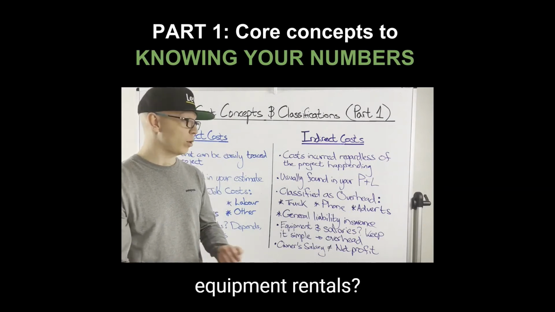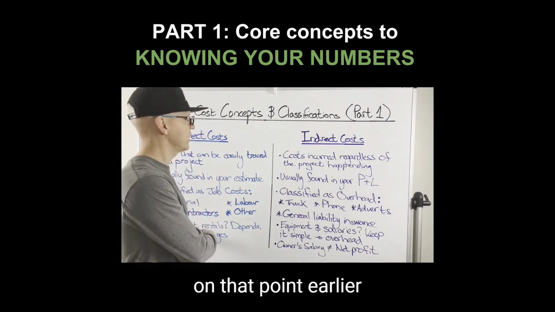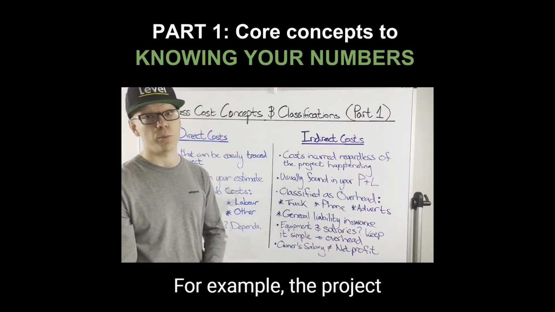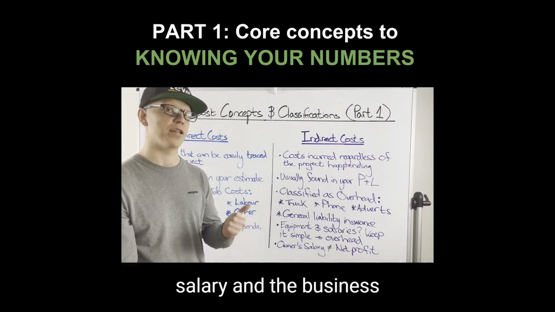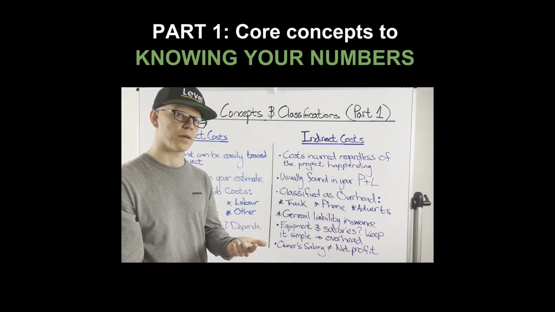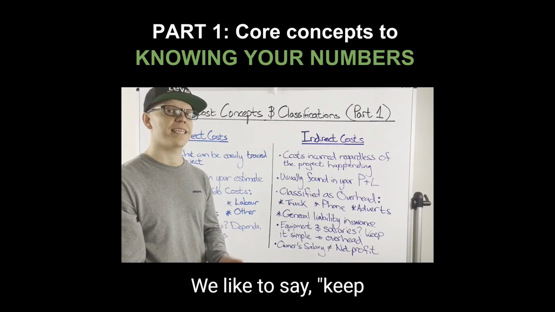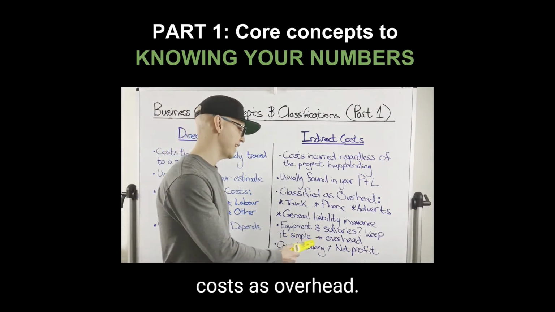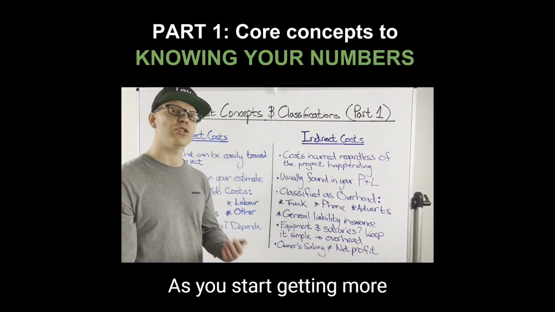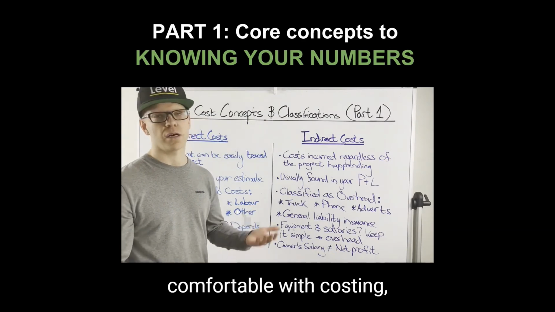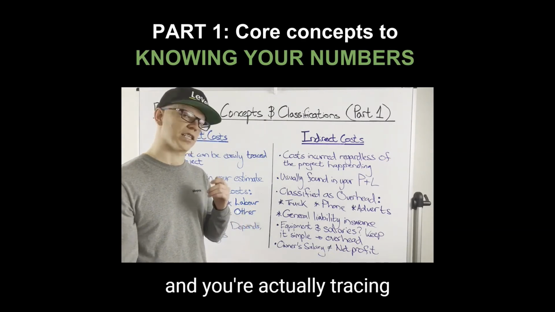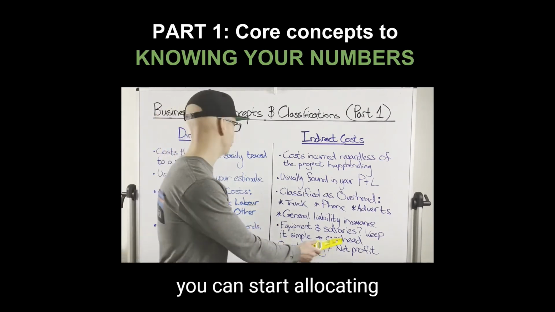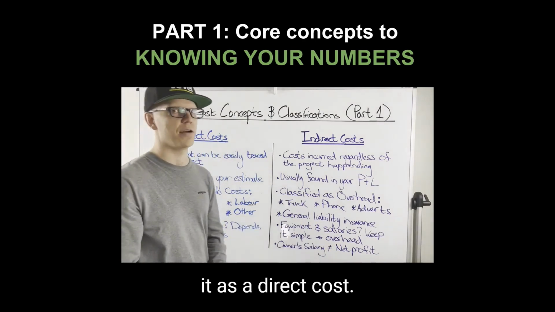What about equipment rentals? Well, we touched on that point earlier under direct costs, but how about salaries? For example, the project manager or supervisor's salary and the business owner's salary. We like to say, keep things simple. So if you're just getting started, put those costs as overhead. As you start getting more comfortable with costing, and you're actually tracing the hours that your project manager and yourself are spending on the job, then you can start allocating it as a direct cost.